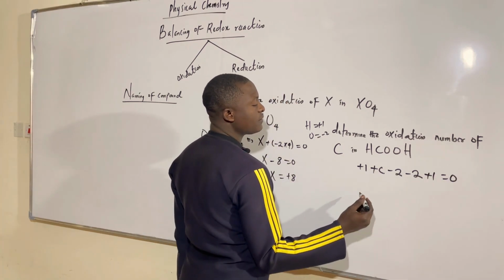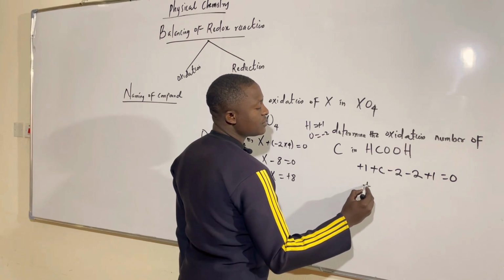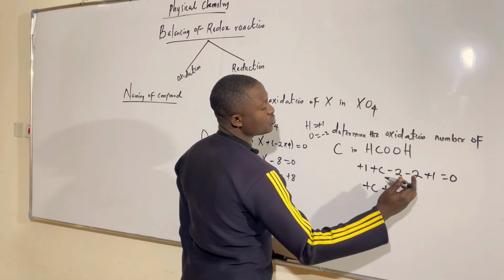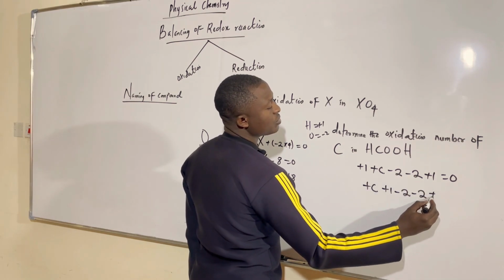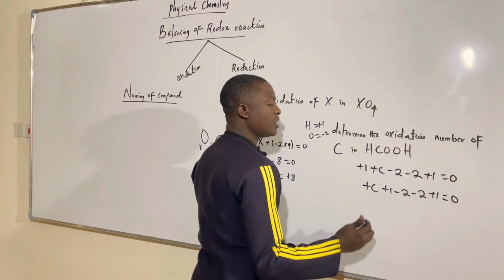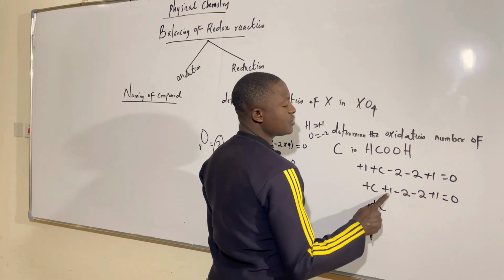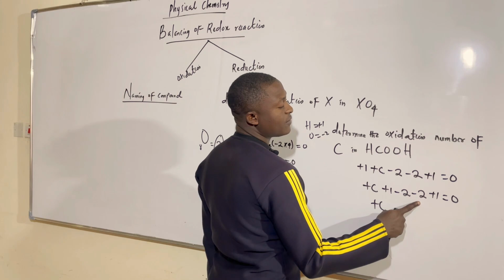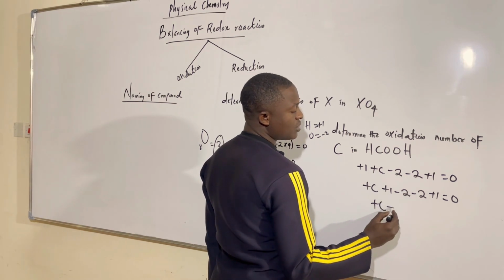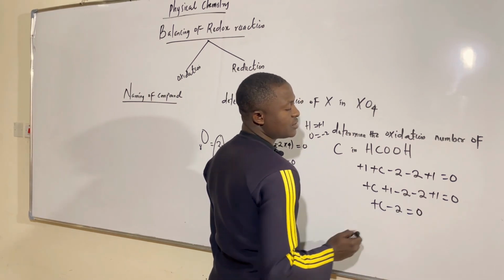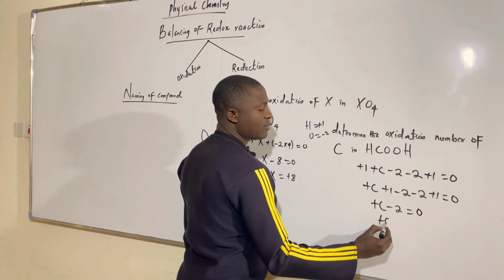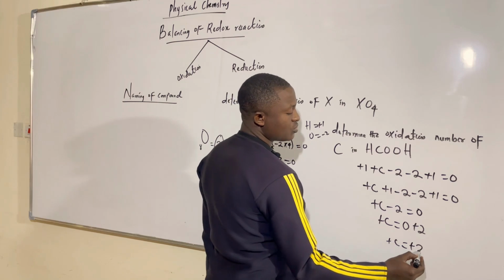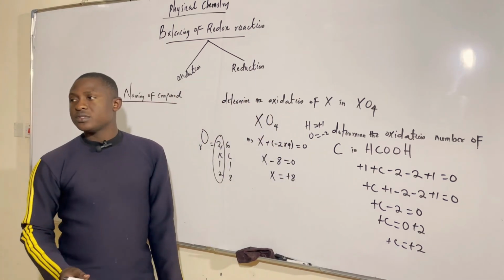So here we can have this result. If I arrange them, that's going to be C plus 1 -2 -2 plus 1 is equal to 0. So here I can have C, and 1 minus 2 is going to be -1. -1 minus 2, we are going to have -3. -3 plus 2, we are going to have -2 is equal to 0. So if I collect like terms, we have C is equal to 0 plus 2. That's C is equal to plus 2. So you can see how we do that.